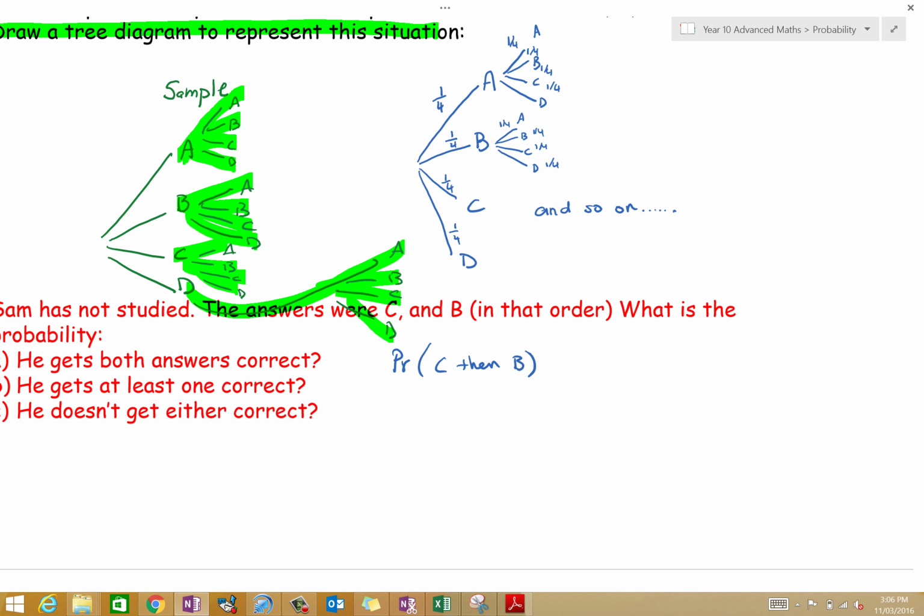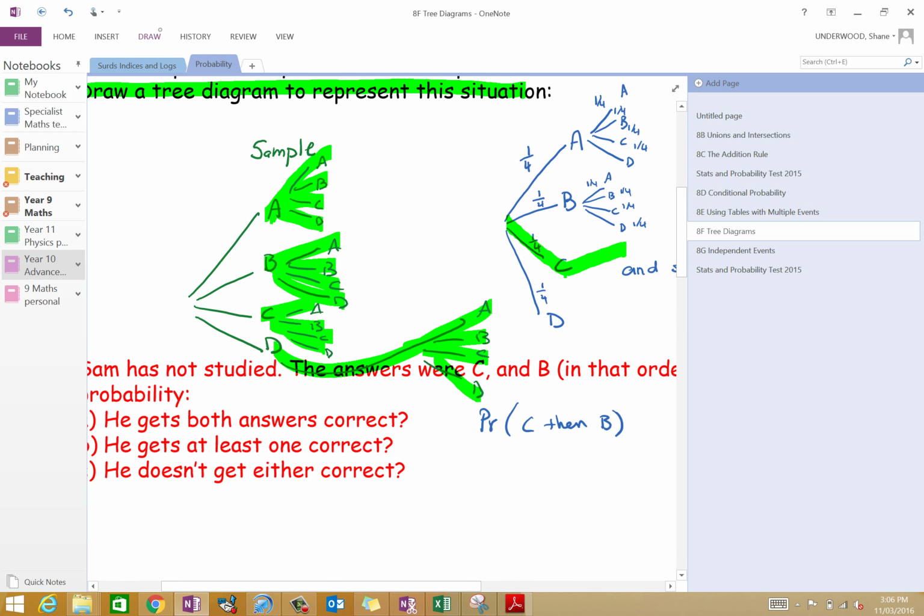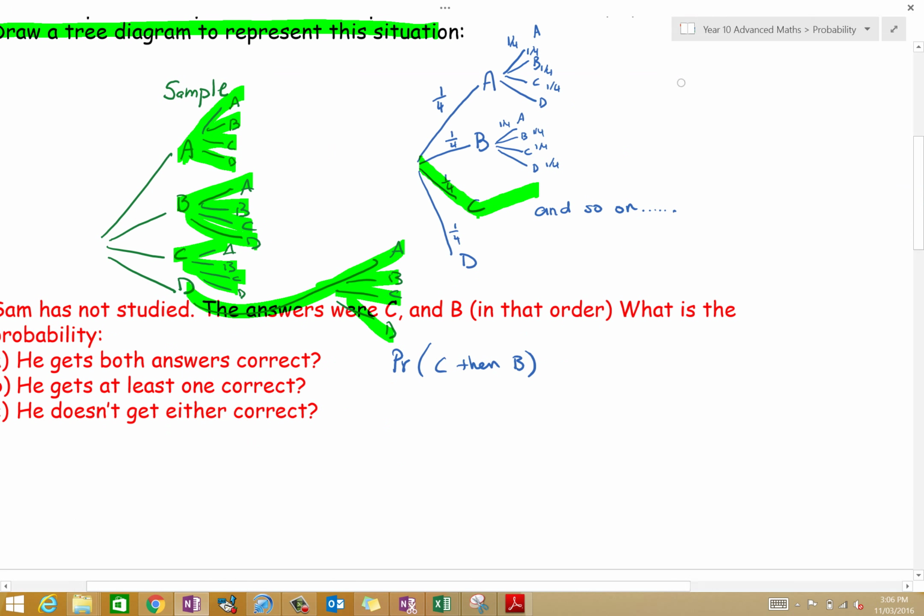Probability of C then B is, well, I've got 1/4, and then the probability to get B is also 1/4. So, of course, you can see that on your tree diagram. So, let's label that. So what we then do is we go ahead and probability of C and B, we then multiply those probabilities together. So that is 1/4 times 1/4, which is equal to 1/16. Now, that's okay if you've only got one outcome. One outcome, it only happens once out of 16.